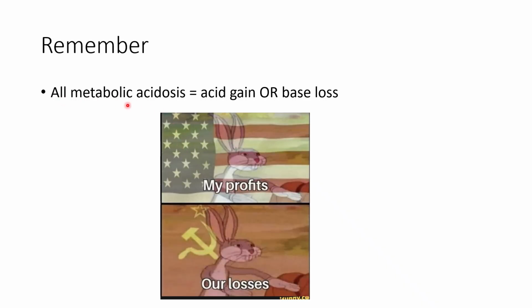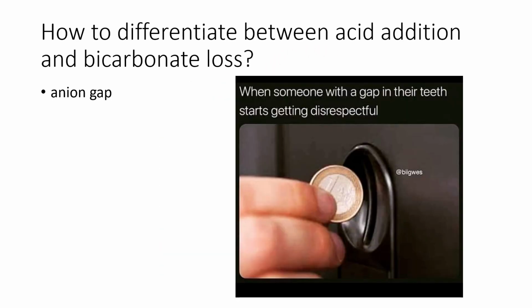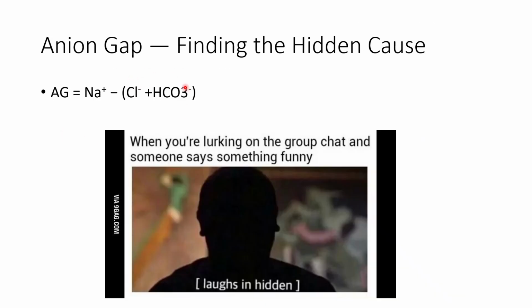So basically, all metabolic acidosis are either a gain of an acid or a loss of bicarb. Now the question is how to differentiate between acid addition and bicarbonate loss. You do it with the anion gap. Basically, the formula of anion gap is sodium minus chloride plus bicarb.